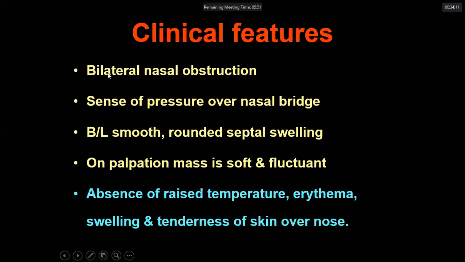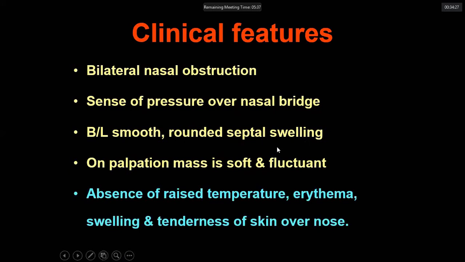Sometimes septal hematoma can be confused with DNS too. But look here, this is always bilateral, and there is bilateral smooth, rounded septal swelling.